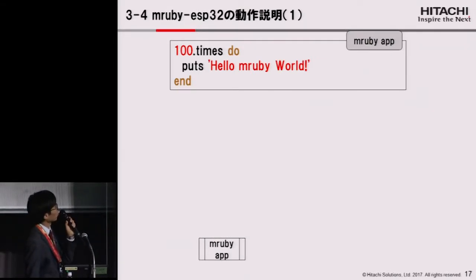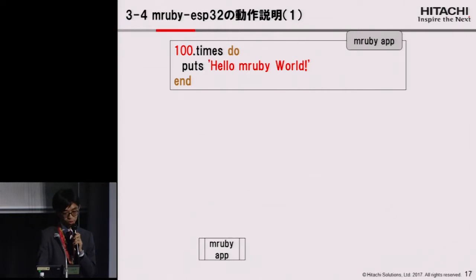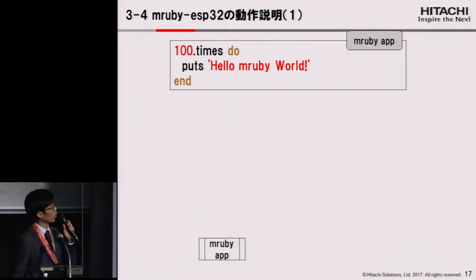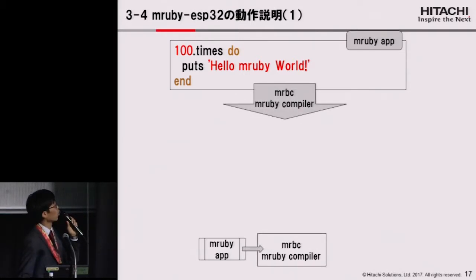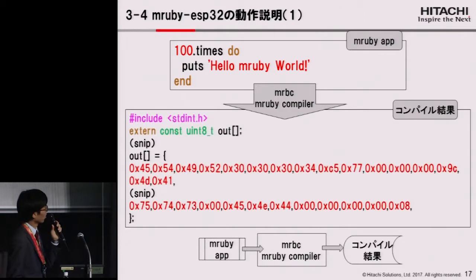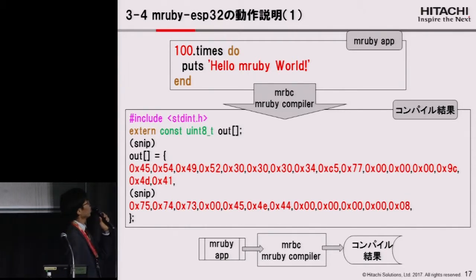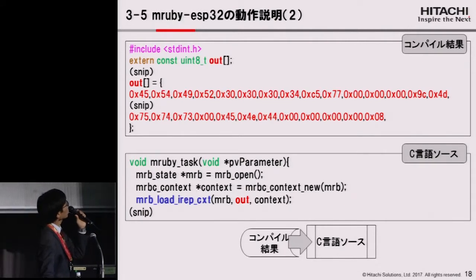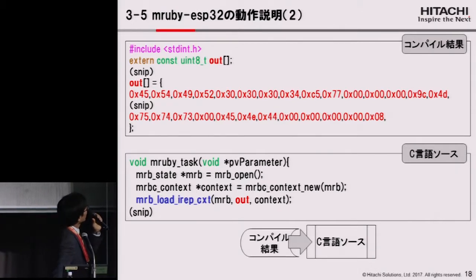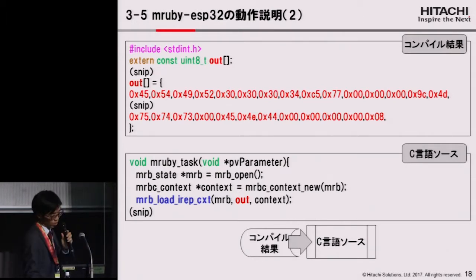And this is the actual example. If you would like to output "hello mruby world" 100 times, first the mrubc command, the mruby compiler, should be run, producing a C language array. This is the source, and using this source code and the compilation results with ESP-WROOM-32, as you can see in the red.